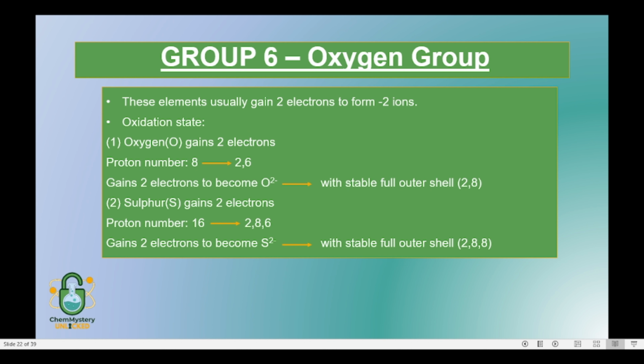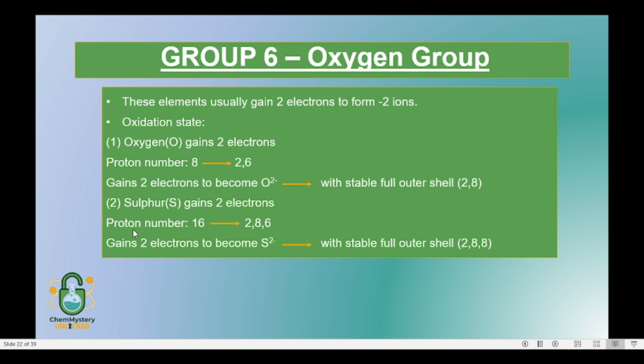Gaining is easier in this situation than losing electrons. So it gains 2 electrons to become oxygen with a 2 minus charge. With stable full outer shell, 2 electrons in the first shell, 8 electrons in the second shell. Now it is stable. Now let's move on to sulfur. Sulfur gains 2 electrons as well, as it is in group 6. It has a proton number of 16.